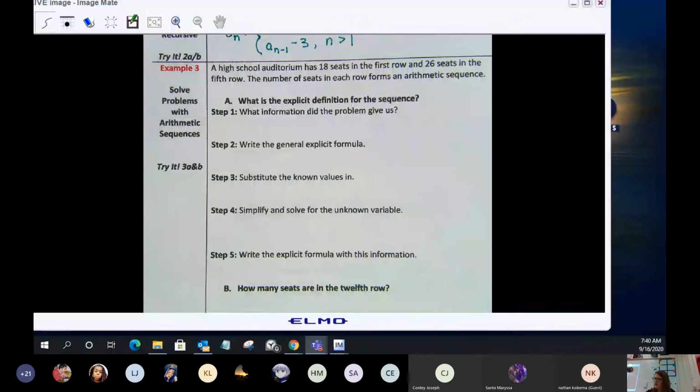Okay, so let's look at a word problem. We've got a high school auditorium that has 18 seats in the first row and 26 seats in the fifth row. The number of seats in each row forms an arithmetic sequence. So first thing we're going to do is find the explicit definition for the sequence. And you want to ask yourself, what information did the problem give us?